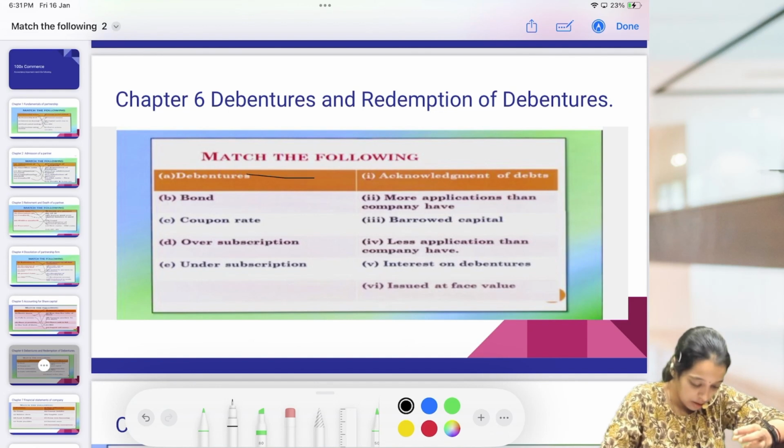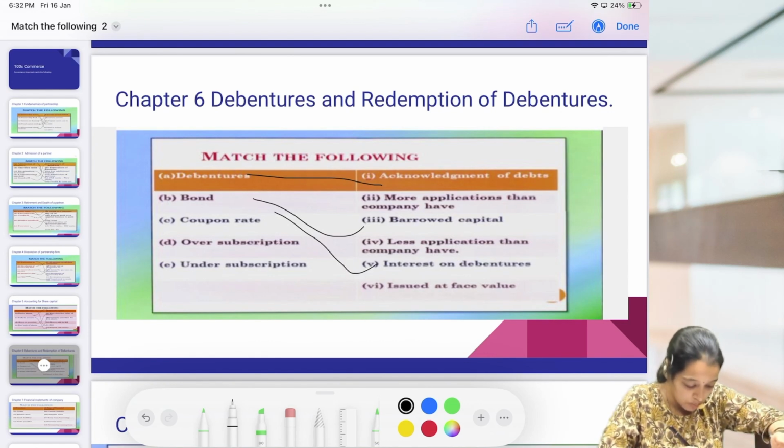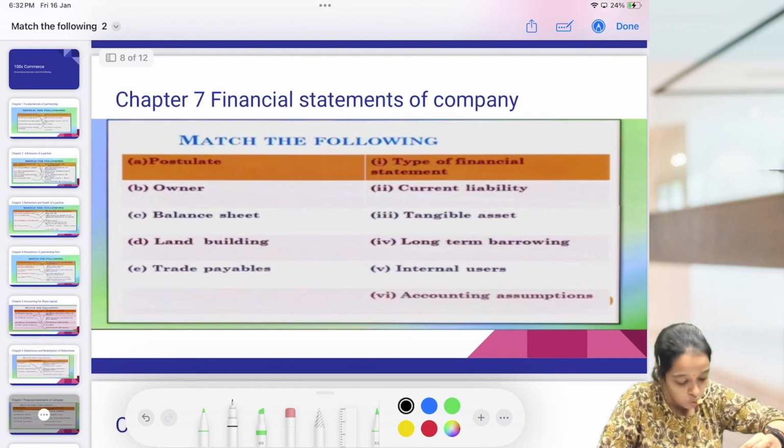So debenture is nothing but acknowledgement of debt. Bond, so bond is nothing but here it indicates your bond is going to indicate the borrowed capital. Coupon rate, so coupon rate is nothing but it is the interest on debenture. Over subscription, more applications are received than the capital that the company has. Under subscription, fewer applications will be received than the capital that the company is going to have.